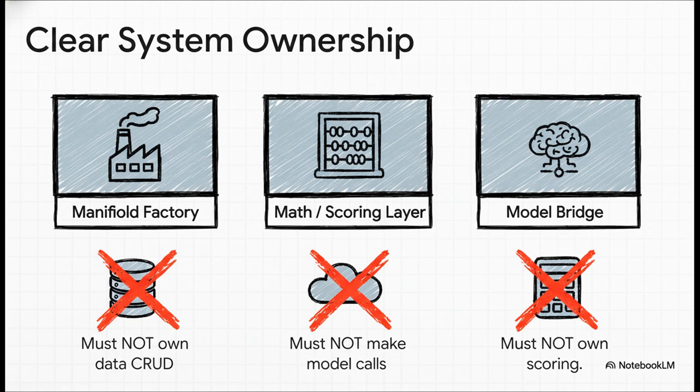A file called systemmap.md basically acts as their constitution, laying down these super clear boundaries. For instance, the part of the code that does math is forbidden from making network calls. The part that creates manifolds isn't allowed to touch the data operations. Every single component has one job and one job only.